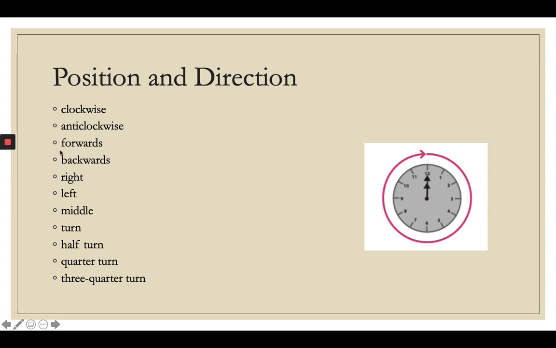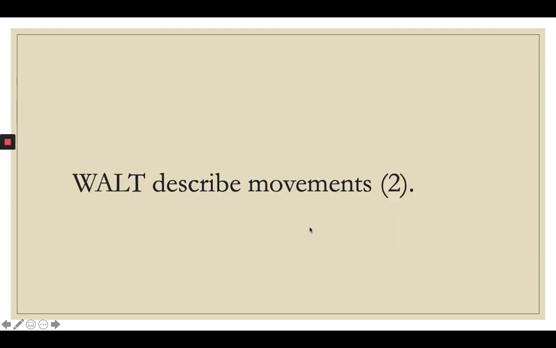Okay, yesterday we looked at these words here, forwards, backwards, right and left. We're going to be looking at those a little bit more today. Okay, so let's move on. We're learning to describe movements just like yesterday. So we're answering some questions about the grid this time.